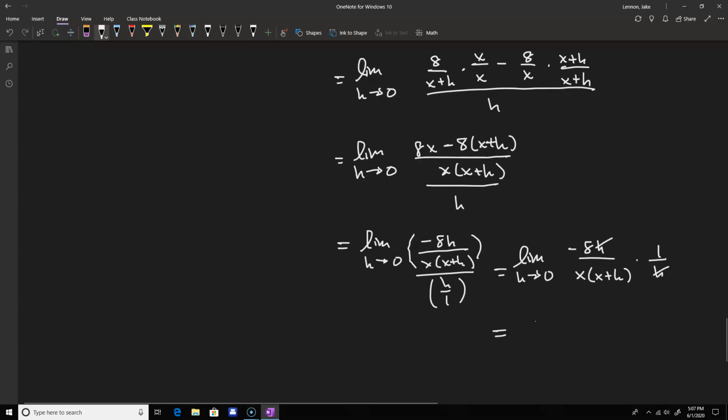So we'll just have minus 8 times 1 on top, which is minus 8, and then we'll have x times x plus 0. So that's just x squared. So we have minus 8 over x squared, and that is the derivative for part D of this example.